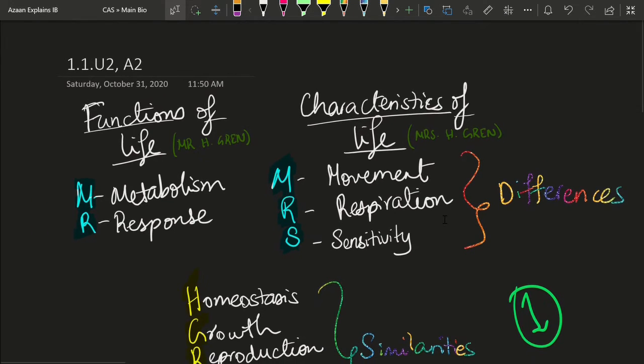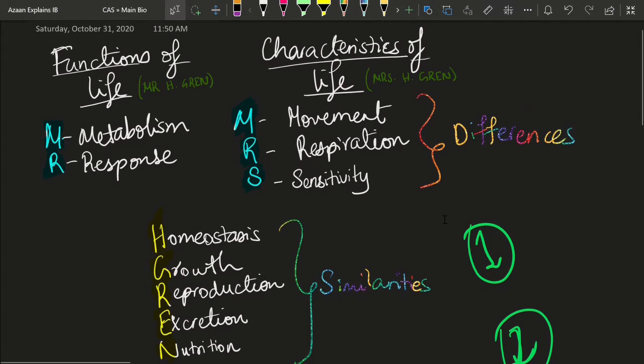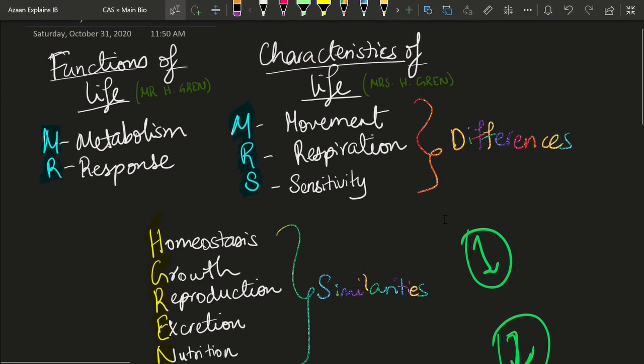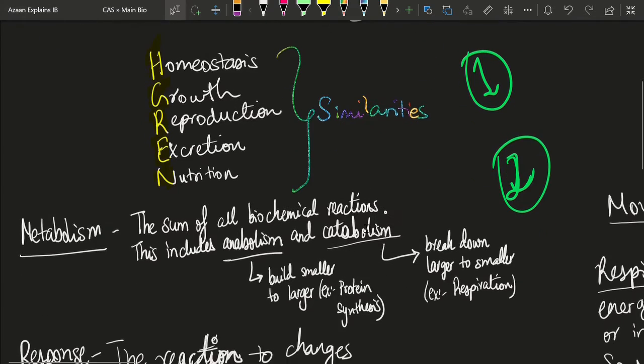Such acronyms are so important because they help us to remember that we can differentiate between the differences and the similarities between both the functions and the characteristics. The functions and the characteristics are actually very similar to one another.